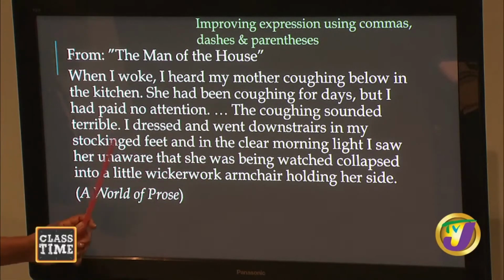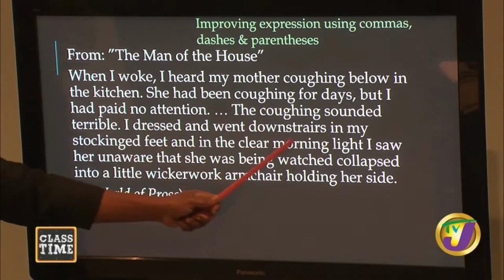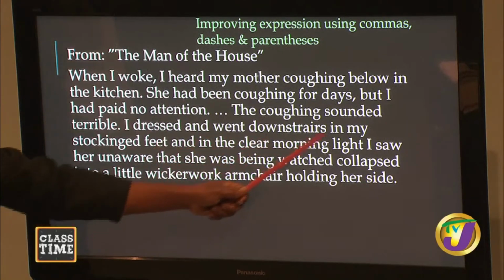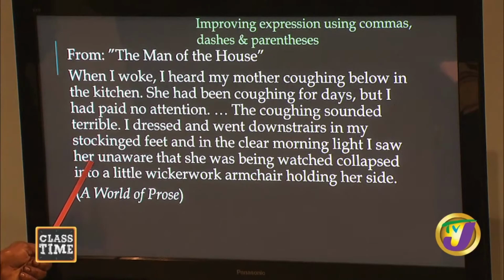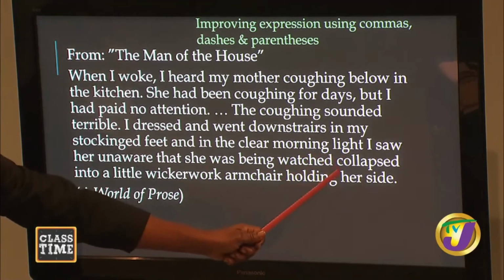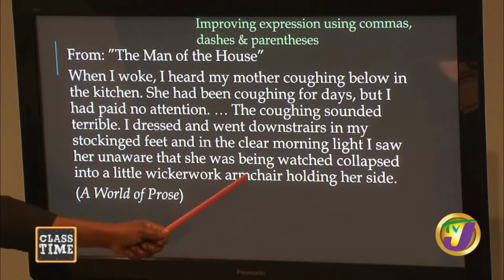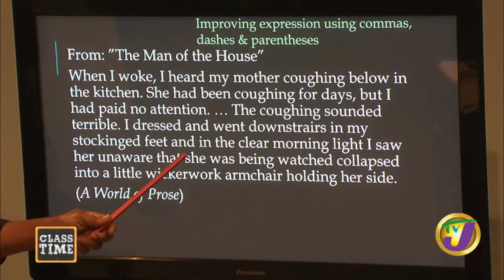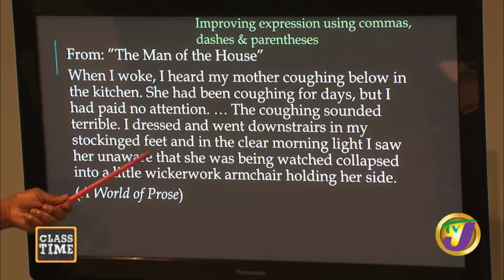Let me read quickly one more time. Okay, I dressed and went downstairs in my stockinged feet, and in the clear morning light, okay, I saw her, unaware that she was being watched, collapsed into a little wickerwork armchair holding her side. So you're going to take those marks and insert them into the additional thoughts right here.